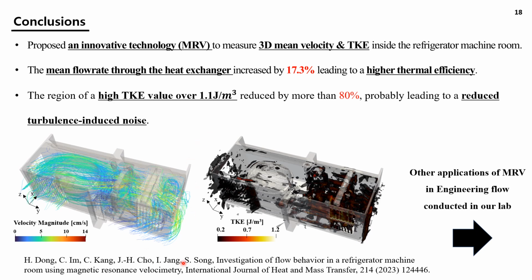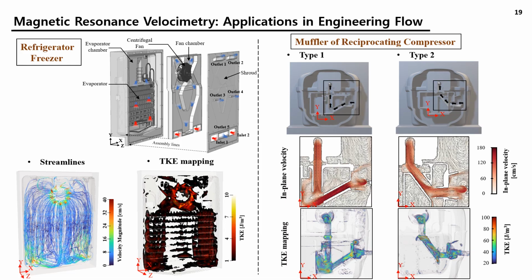Due to time constraints for this talk, many topics were not covered, such as the process of Reynolds similarity, validation of MRV flow conditions, and the measurement uncertainty of velocity. If you are interested in these topics, you can refer to this paper for more information. And finally, I would like to introduce several other applications of MRV in engineering flow.